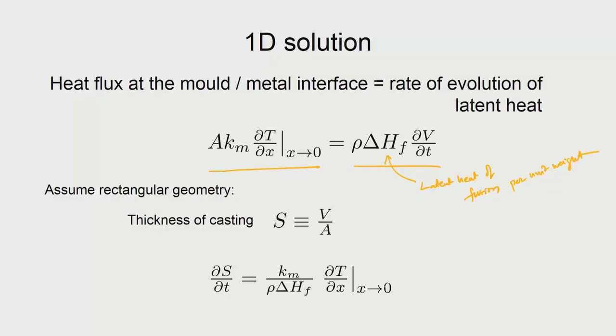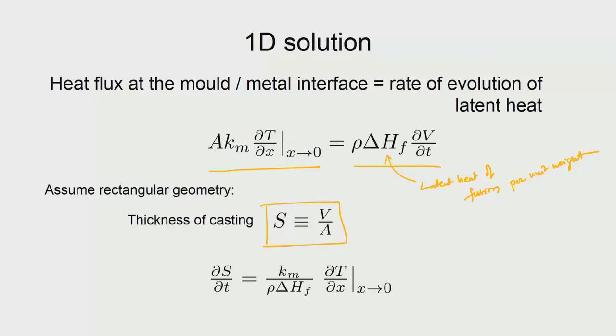Now the thickness of the casting is S, given as basically the volume of the casting divided by the area through which heat is being extracted. So A is the area through which heat is extracted. Now in the case of planar cases, we do not have to worry, but in the case of cylindrical and spherical cases, we need to watch out.